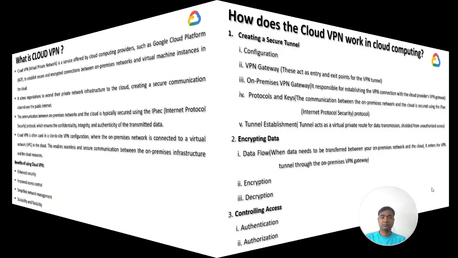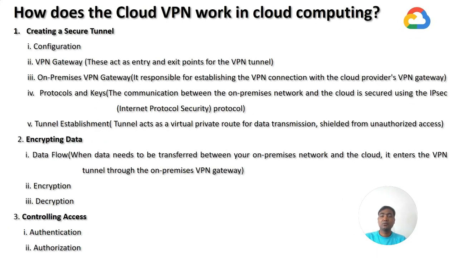layer of security. Now guys, I'll guide you on how Cloud VPN works in cloud computing. Cloud VPN in cloud computing such as Google Cloud Platform works by establishing a secure and encrypted connection between the on-premises network and the virtual network in the cloud. The goal is to create a private and secure communication channel over the public internet, allowing data to be transmitted between these two environments. Guys, as you can see here, some of the overview of how Cloud VPN works in GCP, like creating a secure tunnel.